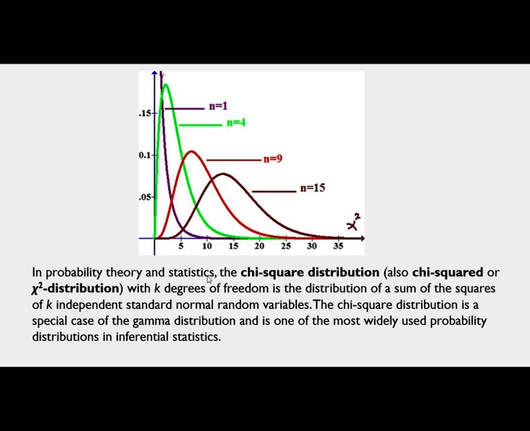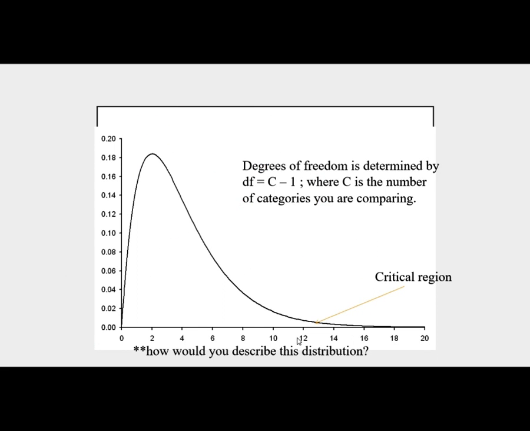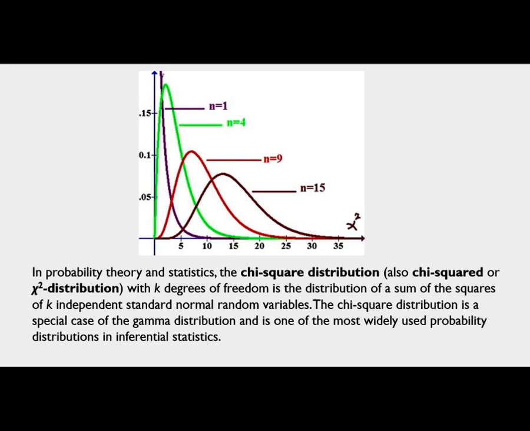Alright, so just a really brief side note: in probability theory and statistics, the chi-square distribution with k degrees of freedom is the distribution of a sum of squares of k independent standard normal random variables. The chi-square distribution is a special case of the gamma distribution, and is one of the most widely used probability distributions in inferential statistics. I wanted to show this slide because as your sample size increases, what does it start to look more like? Normal, right? Which is one of the reasons why the central limit theorem works on such a skewed distribution. And again, larger sample sizes are better.